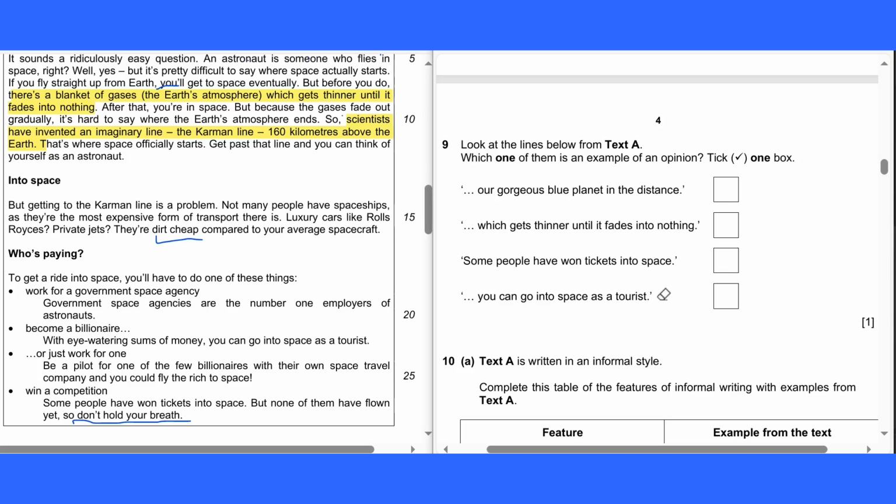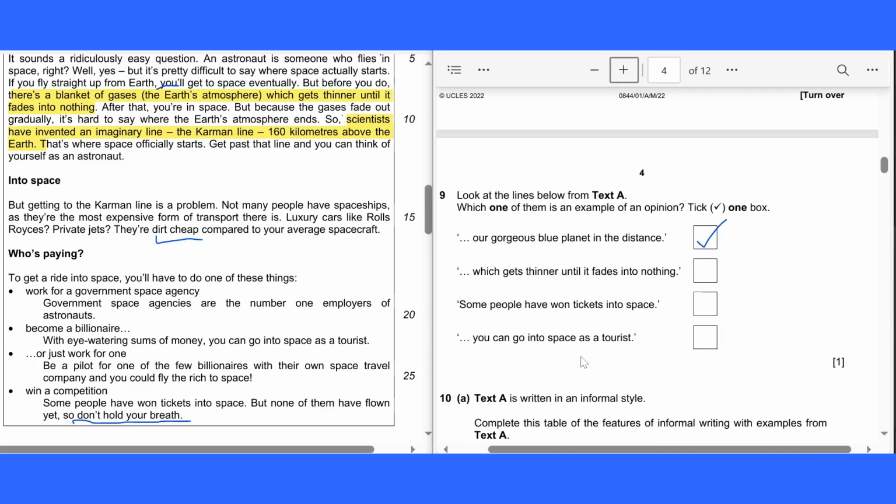Okay, time up, guys. So let's reveal the answer together. Well, the correct answer is our gorgeous blue planet in the distance. That is an opinion, this sentence, where the others are not opinion, they are fact. Alright, let's move on to question 10.